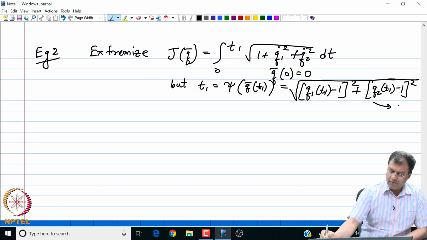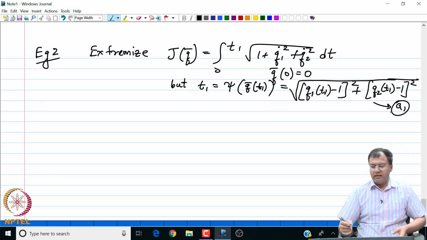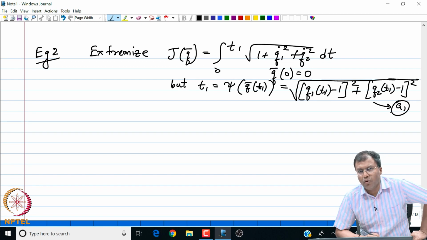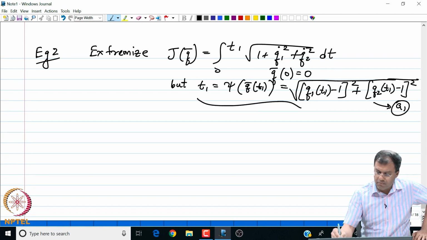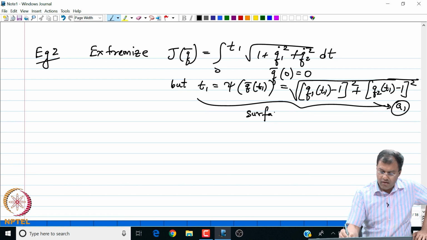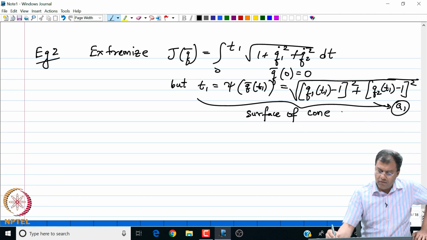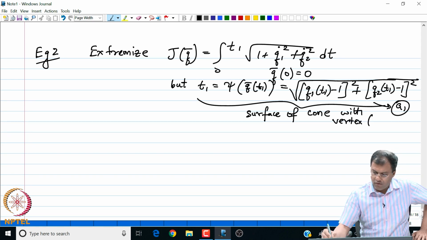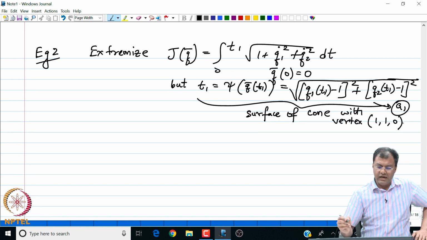Let me call this curve A1. So essentially this curve is the surface of a cone. Students can draw that surface of a cone with vertex (1, 1, 0), (1, 1, 0) in 3D.